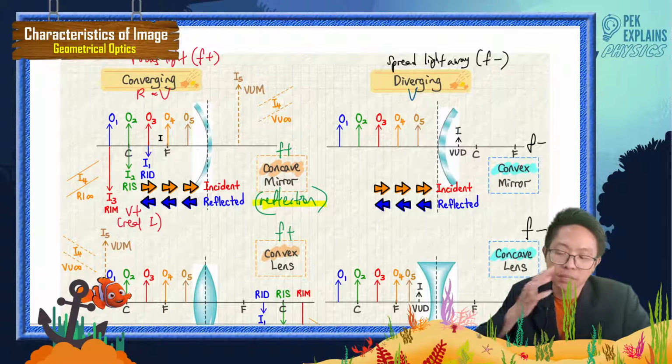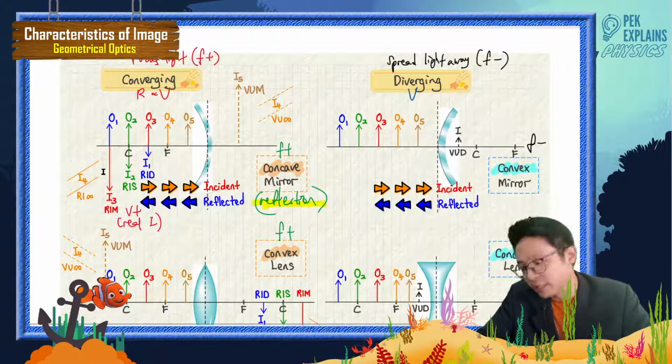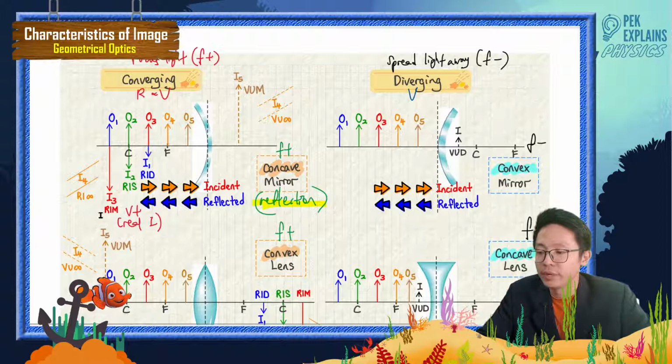Now if object 3 is between F and C, the object goes even nearer, the image goes even further away, becoming image 3. Real, inverted, magnified, and the image is getting bigger and bigger. From diminished, to same size, to magnified. So object 3 has a real, inverted, magnified image.